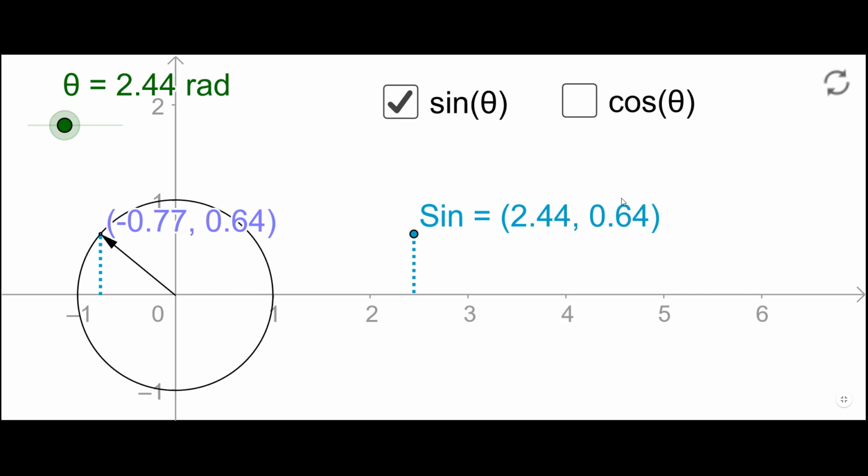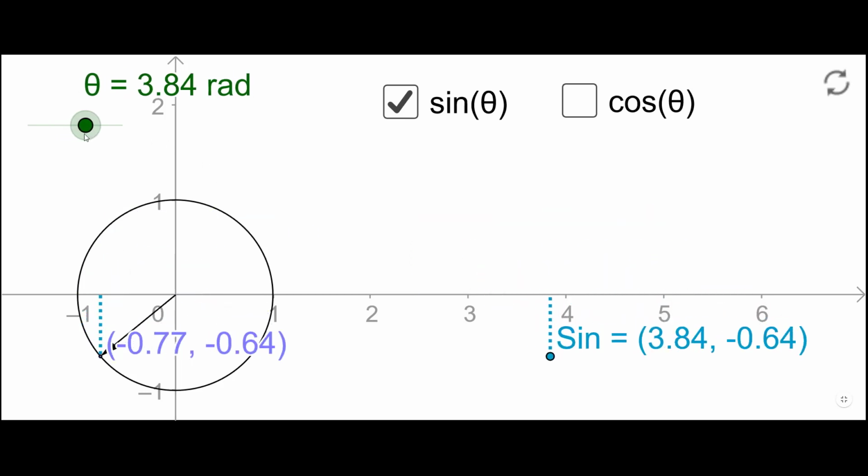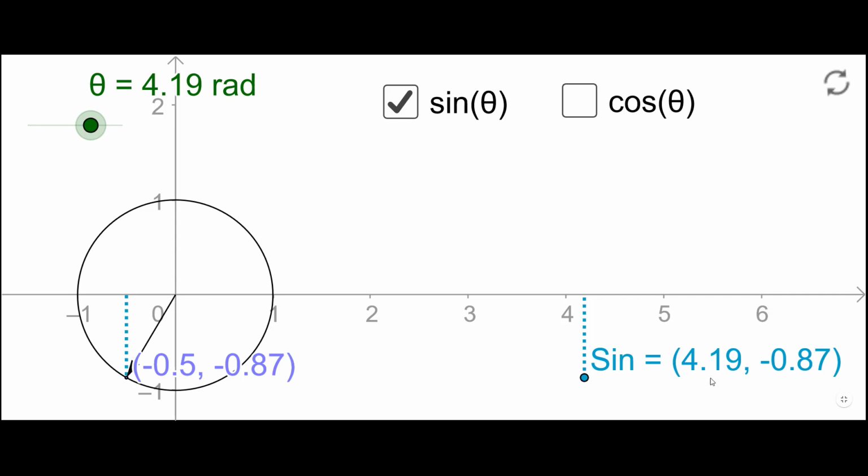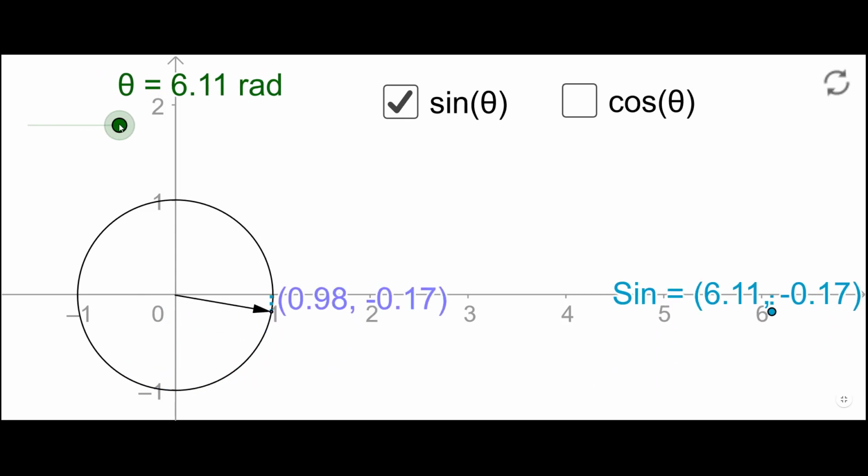Well, what about the y coordinate? Where does this 0.64 come from? That does come from the point on a unit circle, and it is, again, the y coordinate from our unit circle point. And so as we keep rotating around, we get down here into the third quadrant. Again, the 4.19, that is the angle, that's our input. The negative 0.87 is the y coordinate on the unit circle.